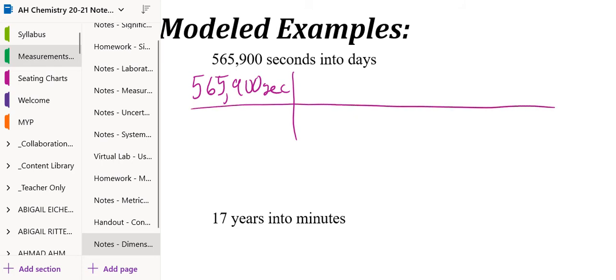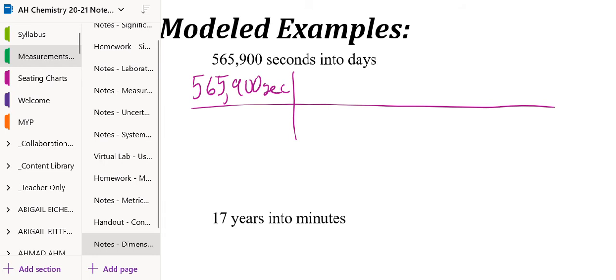If we didn't start with it, there's not really much else to go with. So we're trying to convert a whole bunch of seconds into how many days? So how many days are in 565,900 seconds? So we need to piece together conversion factors to go from seconds to days.